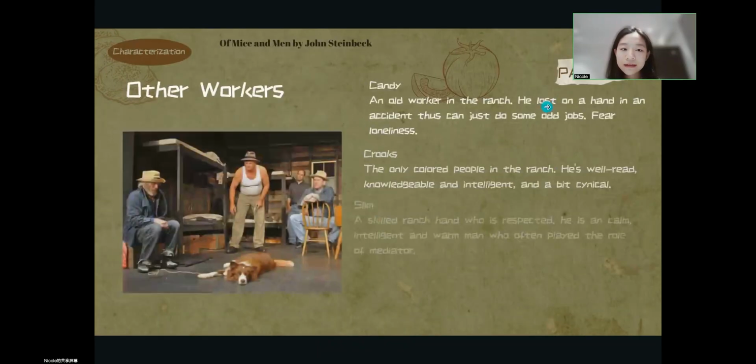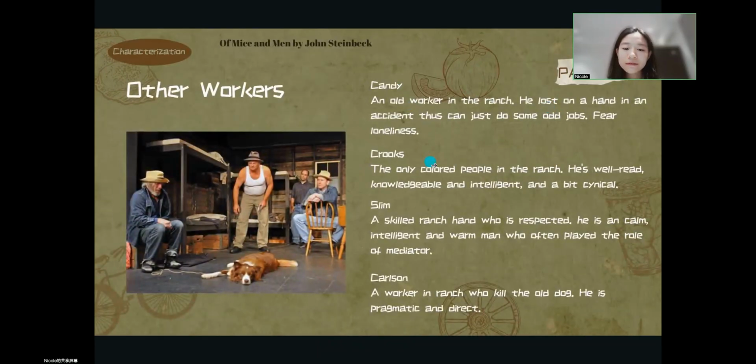And for the other workers, we have Candy, Crooks, Slim, and Carlson. Candy is an old worker on the ranch. He lost a hand in an accident, thus he can just do some odd jobs. He fears loneliness and he wants to join George and Lenny on their dream farm after his old sheepdog dies. Crooks is the only colored person on the ranch. He's well read, knowledgeable, and intelligent, but he's a bit cynical.